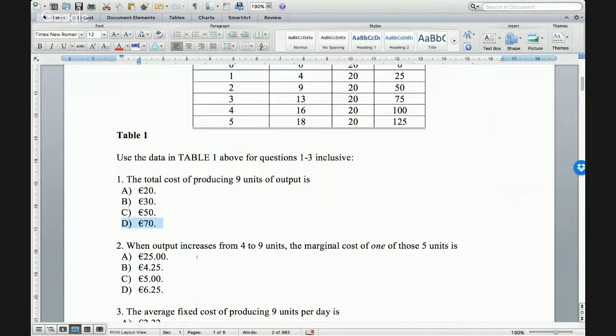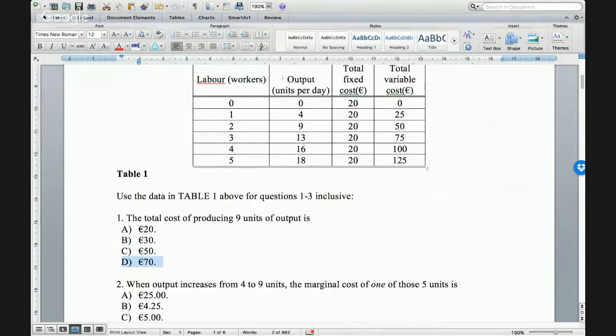Second question, when output increases from 4 to 9. So we're looking at output increases from 4 to 9. And that is known as additional output, or what's also known as marginal output. So the marginal cost of one of those 5 units is. So let's look at marginal cost in terms of your total cost.